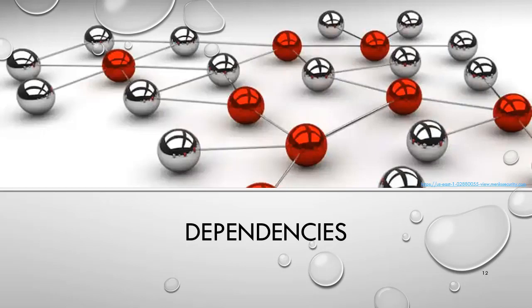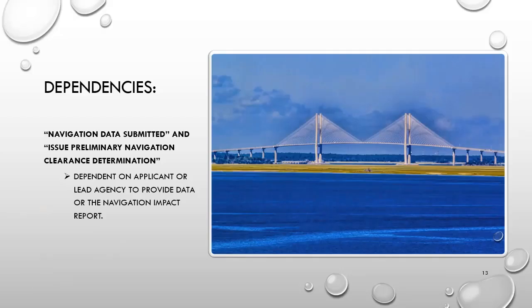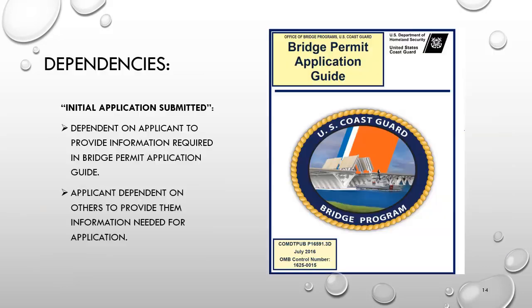We have permitting milestones and provide examples of dependencies for each. Our first two milestones, which are navigation data submitted and issue preliminary navigation clearance determination, rely on the applicant or lead agency to provide us navigation data for the navigation impact report. So that's dependent on others for us to get the information back to the applicant. For initial applications submitted, we're dependent on the applicant to provide the information required to us, and the applicant's dependent on others to provide them the information needed for the application. So it's like an inception of dependencies there.